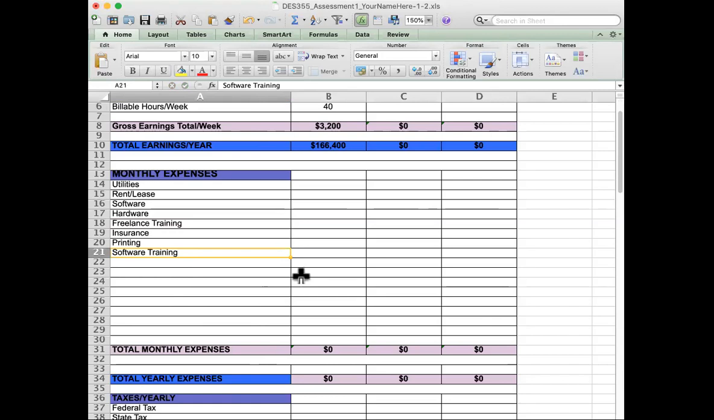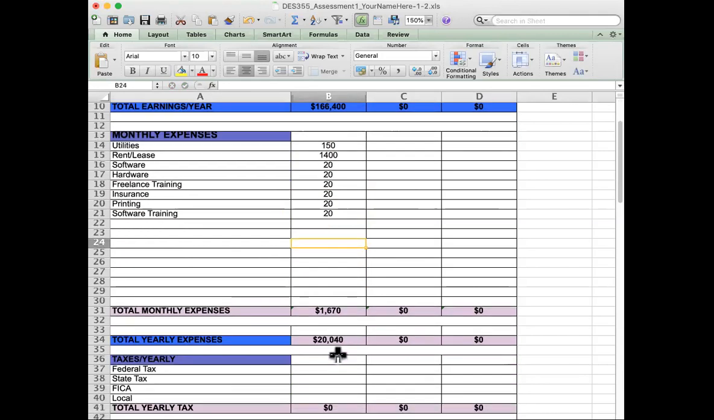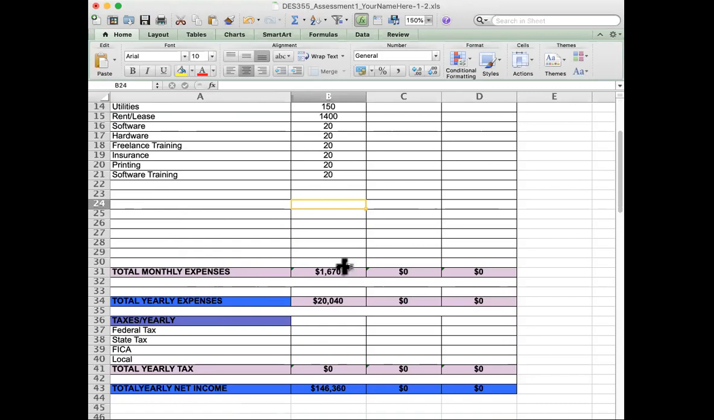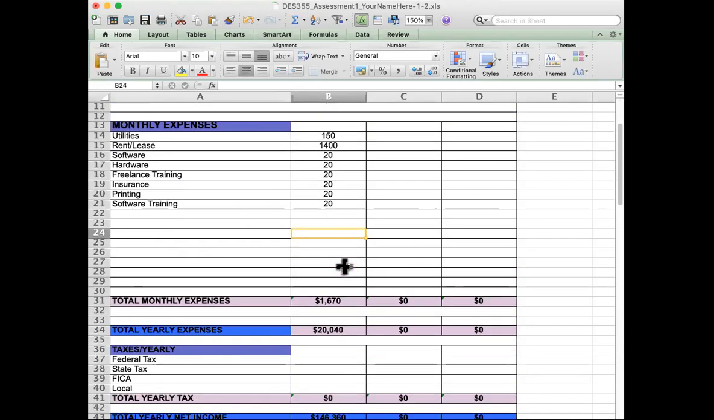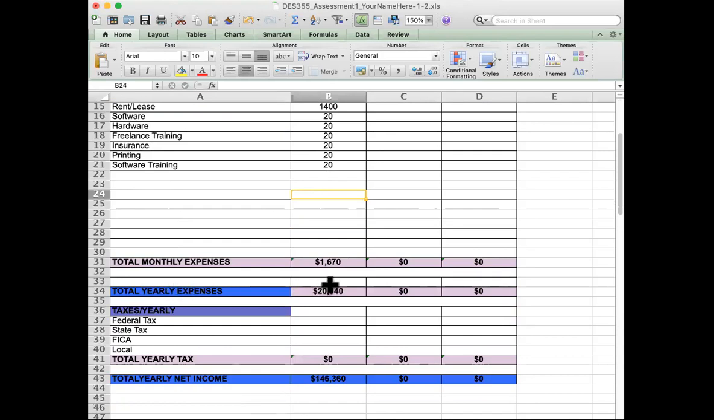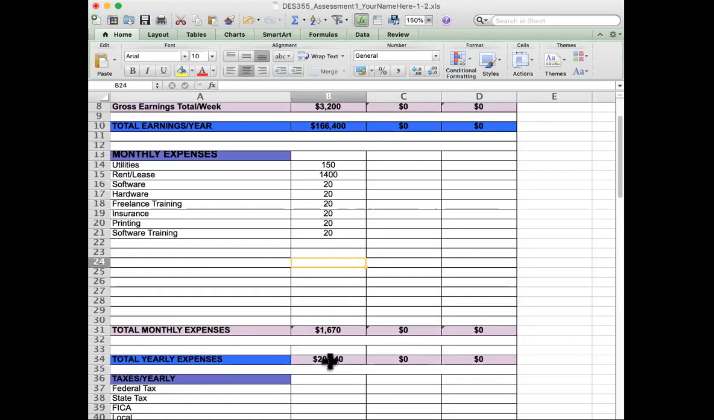So think about what your monthly utilities would be. If you're living at home, obviously you know your monthly utilities. I'm just going to put in 150. Rent, I'm going to put 1,400. Software, and this is per month, remember. So I'm going to put 20. Hardware, 20. Freelance training, 20. Insurance, about 20. Printing, 20. Software training, about 20. And you'll see that this is adding up down here where the total monthly expenses occur. So it's going to take that in consideration for your total yearly expenses to be $20,040.